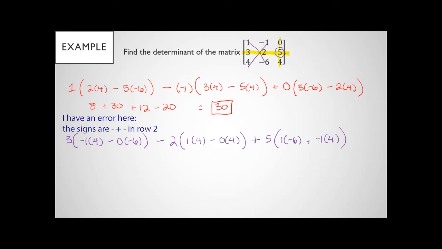So now we want to start simplifying. So I have a 3 times -4, and then that's just 0, because -0 times that. Minus 2, 1 times 4 is 4. Again, we're going to be subtracting 0. And then we have plus 5. And inside, we're going to have -6 plus -4. So I get -12 minus 8 plus 5 times -10. -12 minus 8.